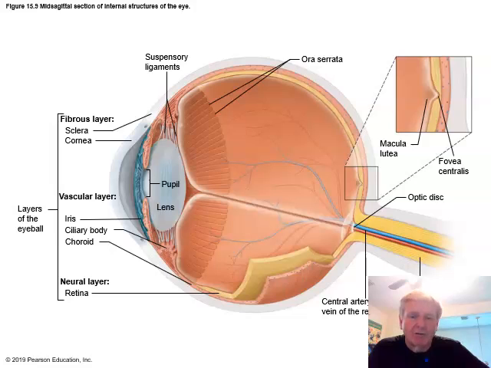The central artery and vein of the retina course in the middle of the optic nerve. Okay, the ora serrata, this is this irregular margin. And this is going to meet the edge of the. This is basically where the choroid and the retina meet.